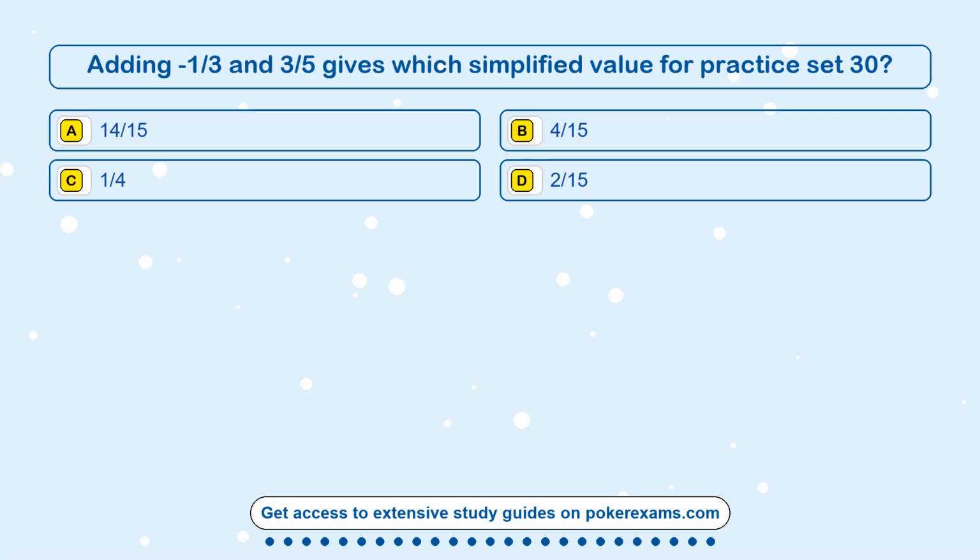Question 1. Adding -1/3 and 3/5 gives which simplified value for practice set 30? Option A 14/15. Option B 4/15. Option C 1/4. Option D 2/15.